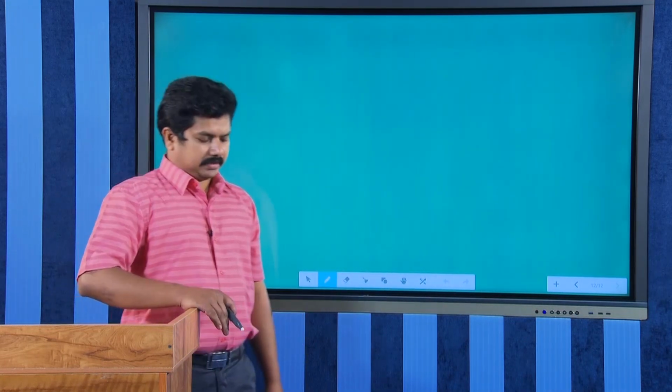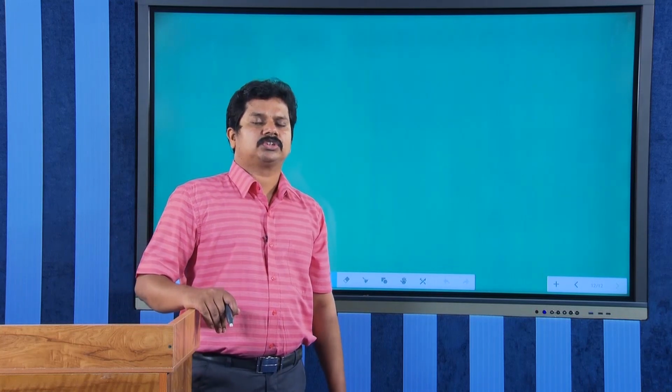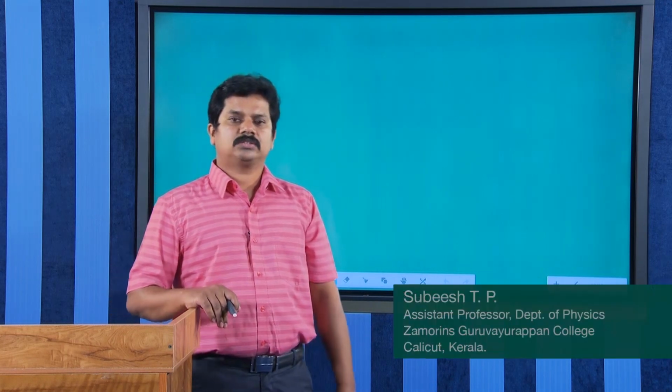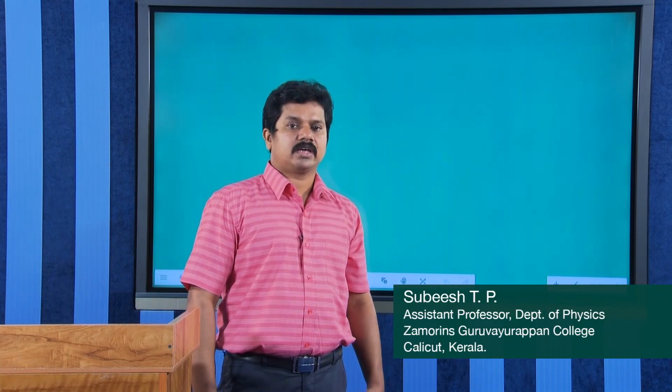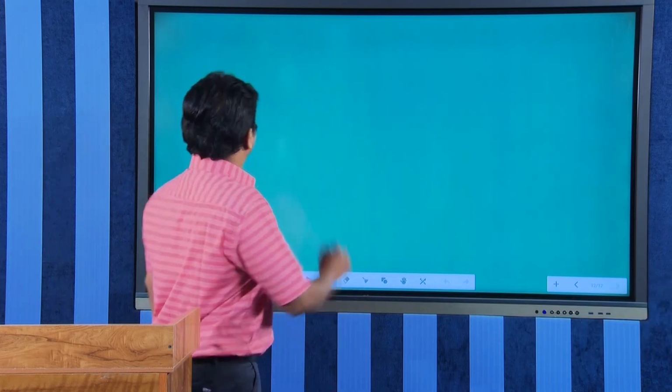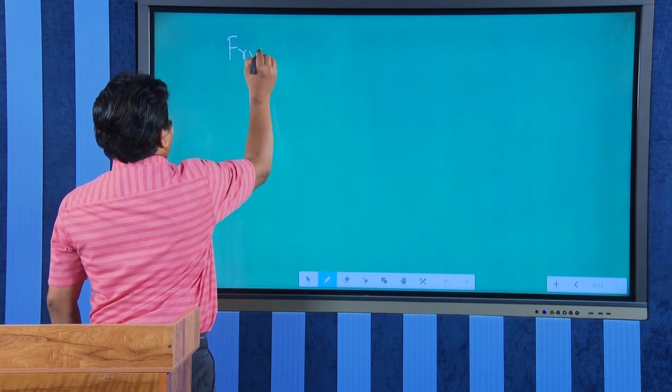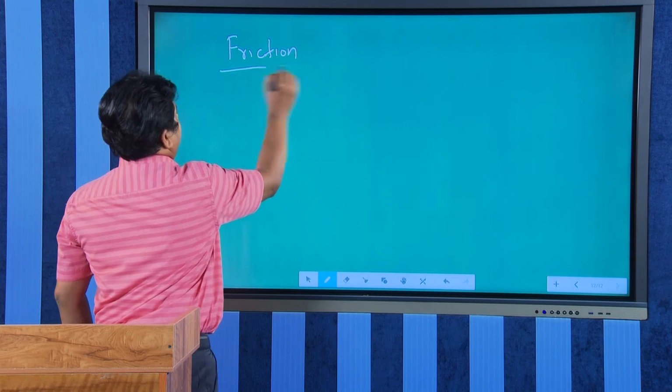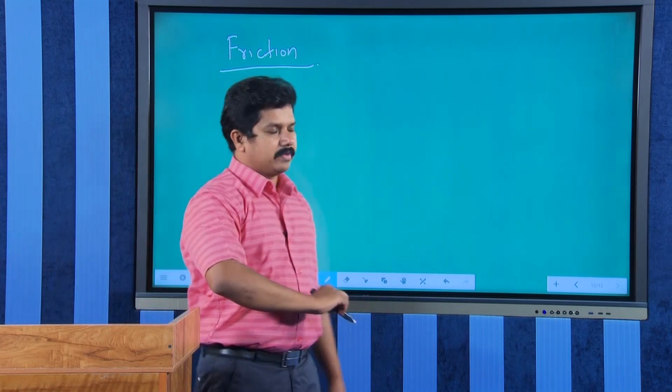Welcome all. Today let us discuss the frictional force. In the previous sessions we took the dynamics of blocks moving over a smooth surface. Now we are going to consider rough surfaces, that is, frictional force also will be acting on this block.